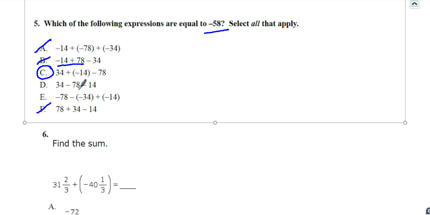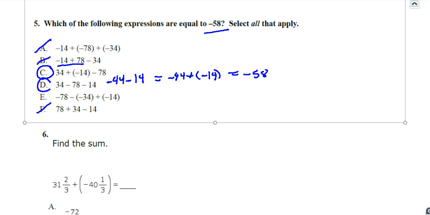34 minus 78: I know that I should just subtract them and then give a negative answer. So 78 minus 34 is going to be 44, and then that's negative 44 minus 14, negative 44, because the 78 was more negative. If I rewrite this, that's negative 44 plus negative 14, and that would give me negative 58.